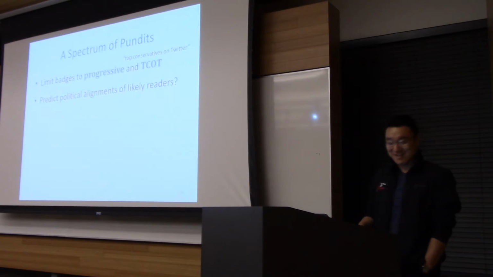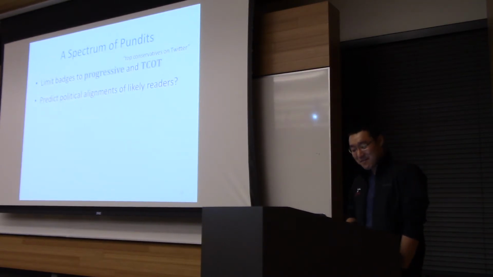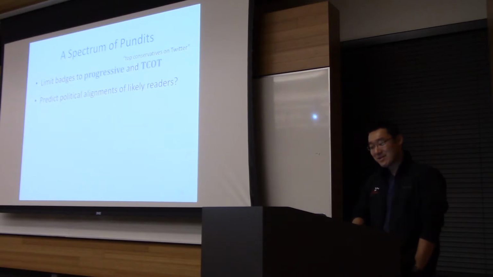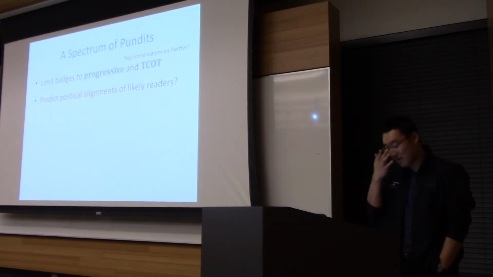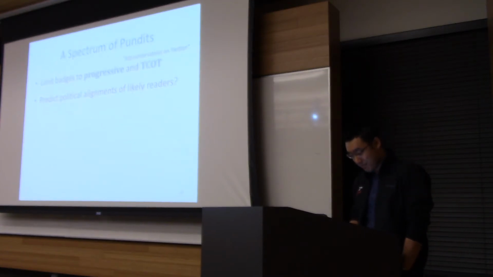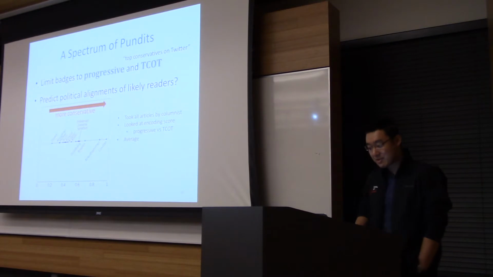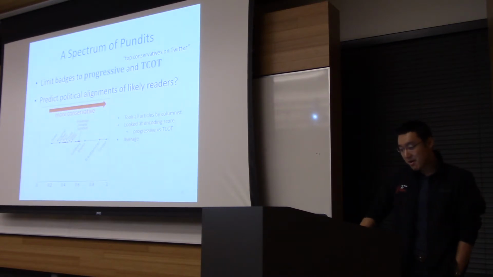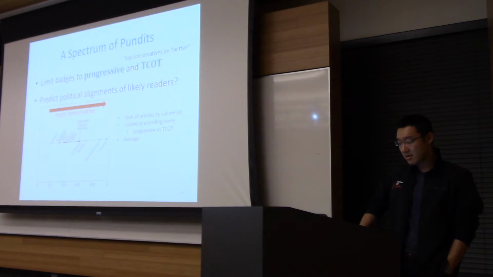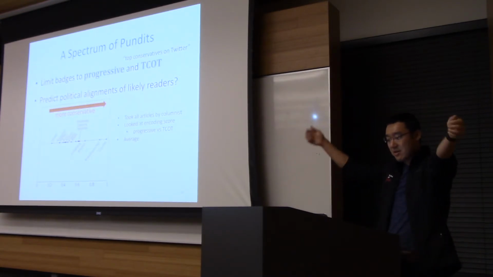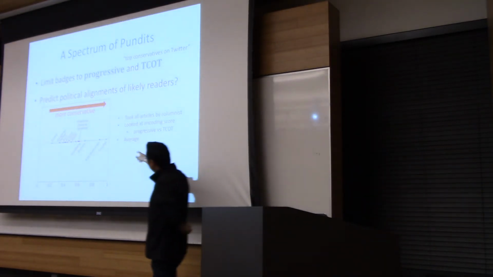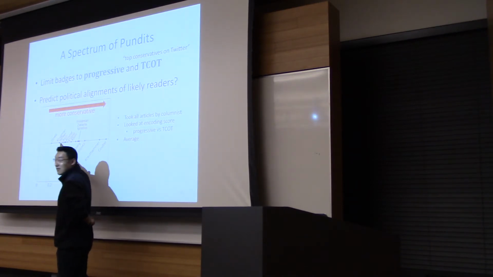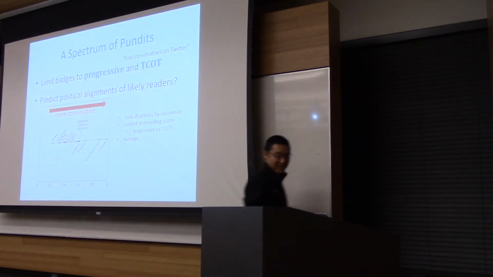So here's one example. We could look at just people who are political pundits. There are two badges. One is called progressive, and one is called TCOT, which stands for top conservatives on Twitter. Using this encoding, we can predict the political alignments of likely readers. If you project people onto this two-dimensional space, you get Ann Coulter as very conservative, you get Paul Krugman as very liberal, and so on and so forth.